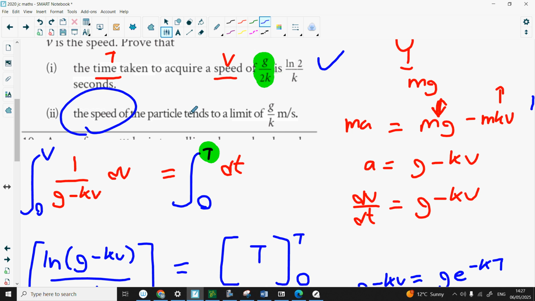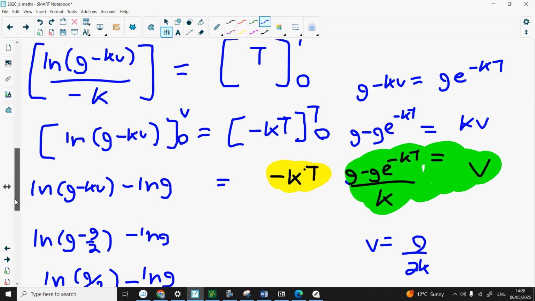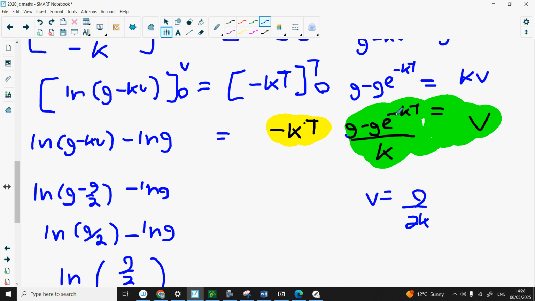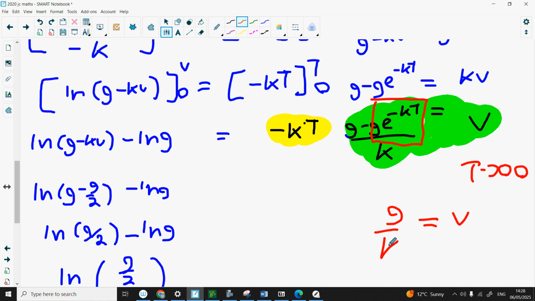Now part 2. Show that the speed tends to g over k. Absolutely no hassle at all. I have this set up here, don't I? So what happens to this part here? See this red part? What happens as t approaches infinity right there? 0. And the answer will be g over k. You're done.